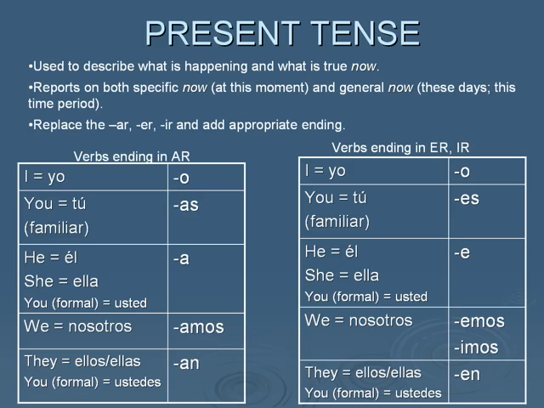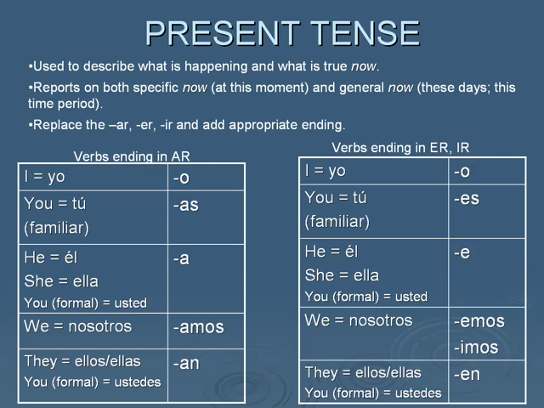So the present tense, it's used to describe what is happening and what is true right now. It reports on both the specific now and the general now. On the left are the verb endings for AR, and on the right are the verb endings for the ER and IR. So what you do is you take off the AR, ER, and IR, and you add the appropriate ending.